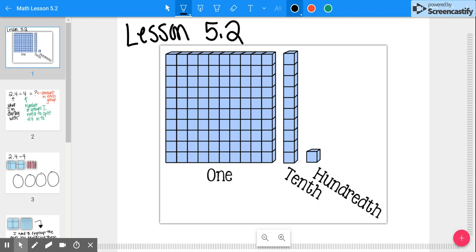Just as a reminder, in decimal world, one flat, which is really 100 cubes put together, represents the whole numbers. In decimal world, a long represents any number in the tenths place value. And in decimal world, 1 cube represents any number that is in the 100th place value.